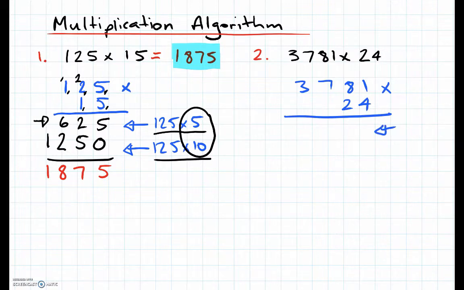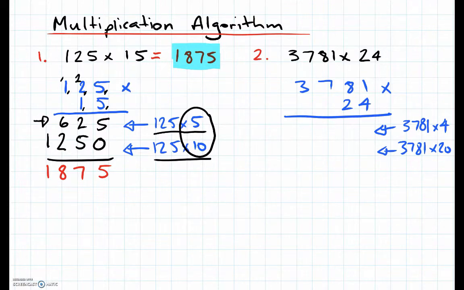In this row, I'm going to multiply 3,781 by 4. And in this row, I'm going to do 3,781 multiplied by 20. And together, when I add them together at the end, that'll give me 24 lots of it.